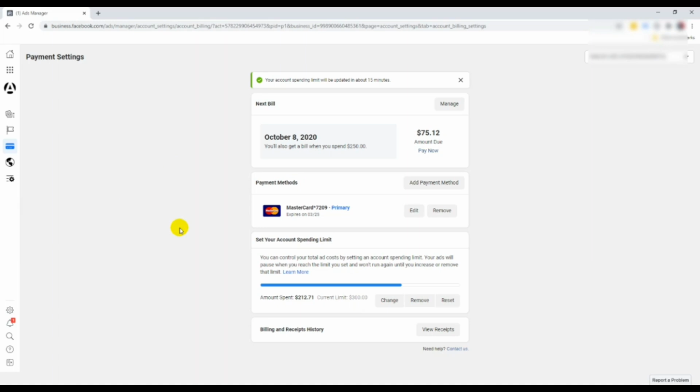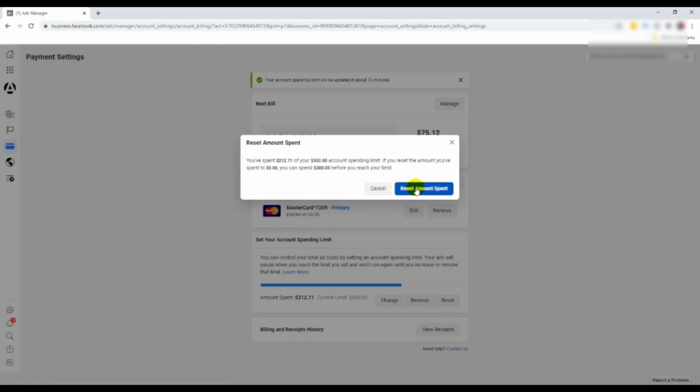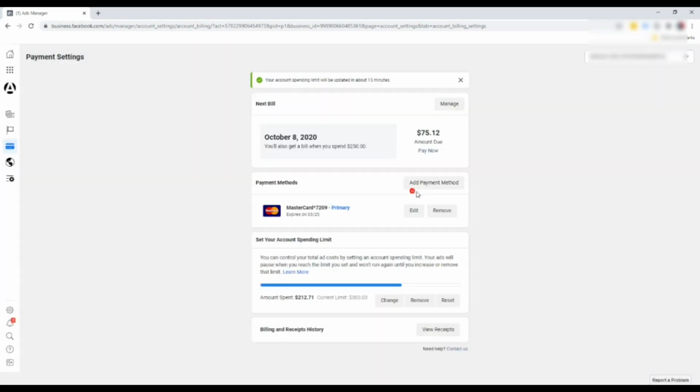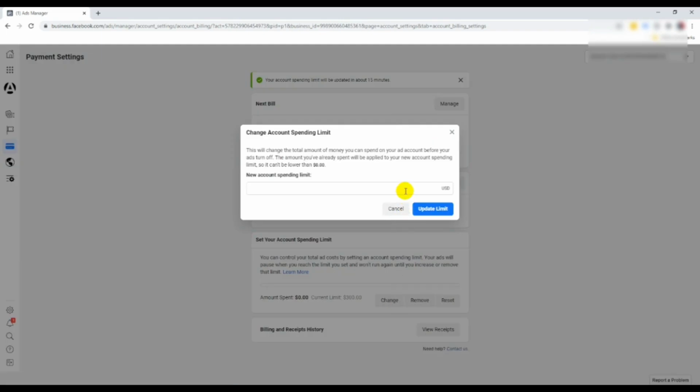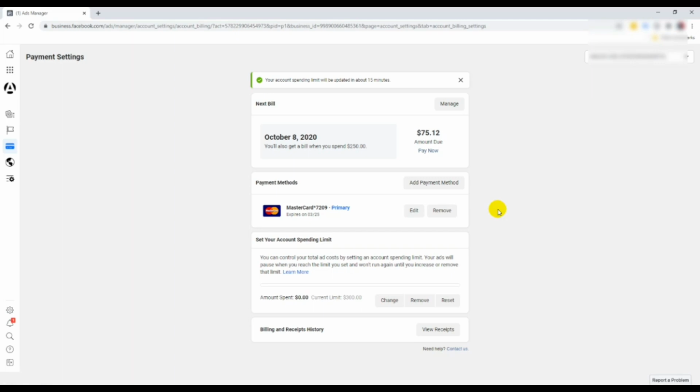And for me to continue spending, I would either A, click on the reset button, which is what I should be doing anyway. All right, I'll click on reset, and I'm going to confirm that. And this allows me to continue spending with the ad account again, or I can also click on change and increase it to a higher limit, let's say 500 US dollars. So this is totally up to you. There's no so-called magic number.